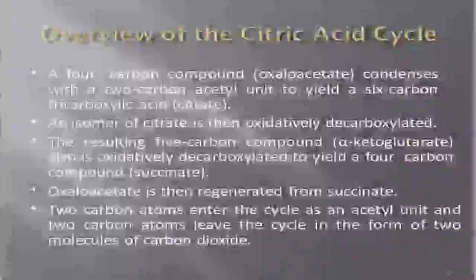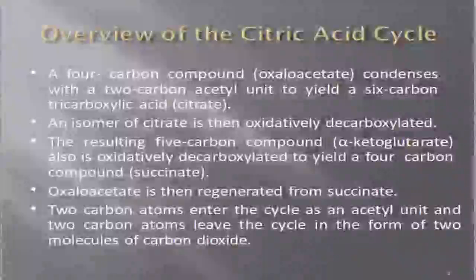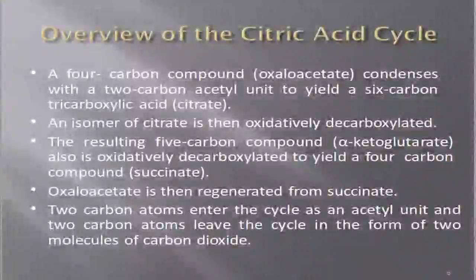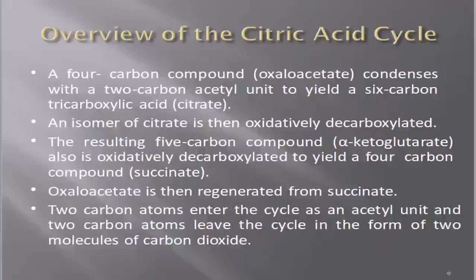In the citric acid cycle, a 4-carbon compound, oxaloacetate, which is one of the key substrates of the first reaction of the citric acid cycle, condenses with a 2-carbon compound formed from the pyruvate dehydrogenase complex in order to convert into a 6-carbon citrate molecule. The citrate formed here will undergo isomerization and then oxidative decarboxylation.